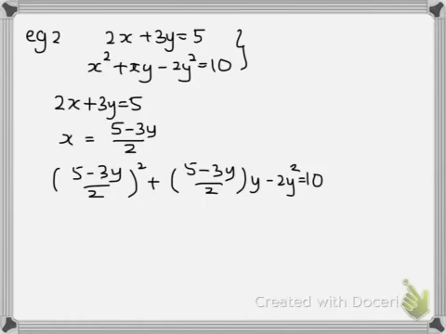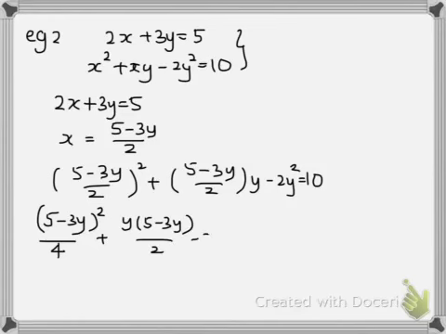So let's continue this. So you have (5 minus 3y) squared divided by 4, plus y times (5 minus 3y) over 2, minus 2y squared, equals 10. Okay? So if you don't like fractions, what would you do? You multiply everything by 4, for example. Are we good with that?